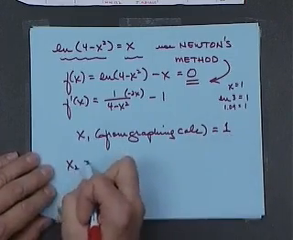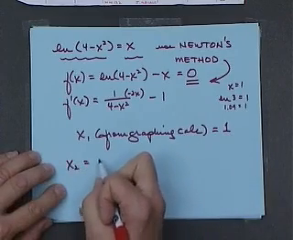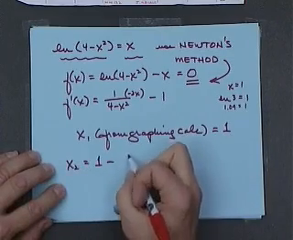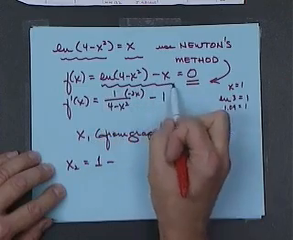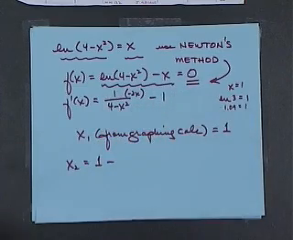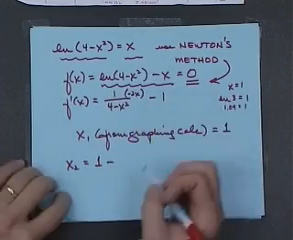So if we wanted x2, it would be x1, which is 1, minus the function. Now, this is our function. Trying to find where two things are equal, so their difference is 0. So the difference is the function.